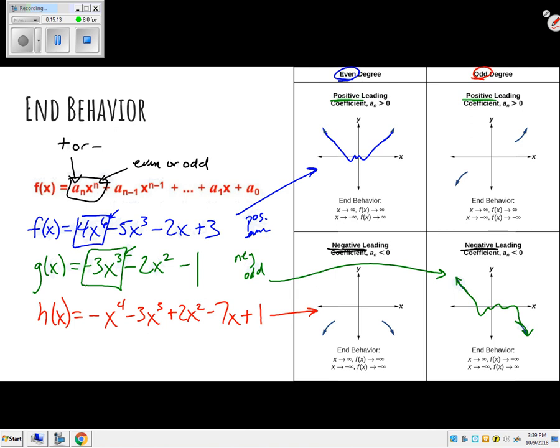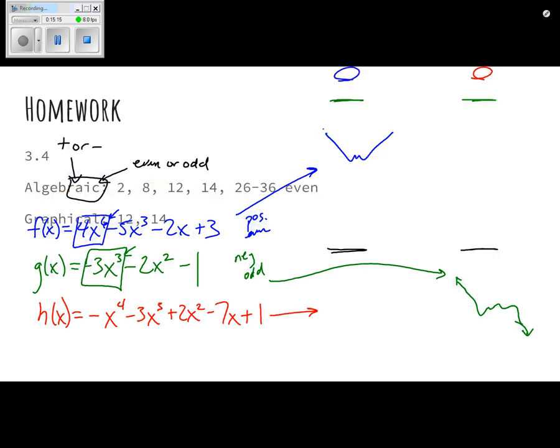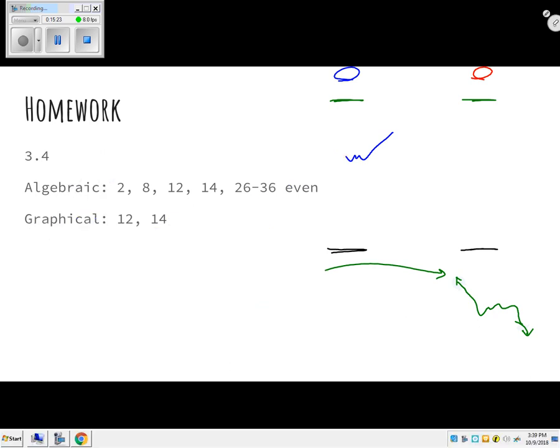We'll pick up here tomorrow. Here's a couple problems for you to work to help you be able to find zeros. And then hopefully tomorrow we'll be able to graph and put all this together.